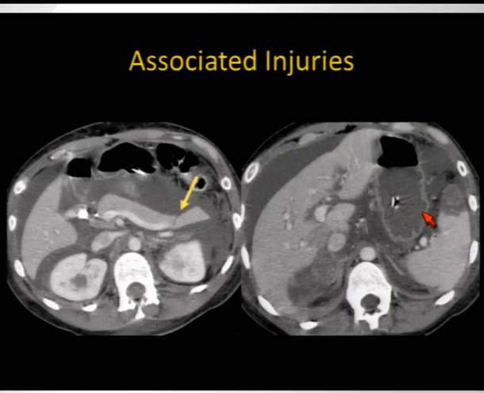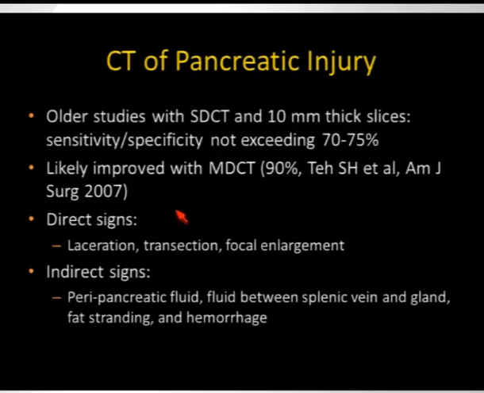These injuries occur in combination, so if we see splenic injuries, adrenal hematomas, liver injuries, always pay very close attention to the pancreas because that is the one lesion that is not treated conservatively. Those patients do require some sort of intervention.